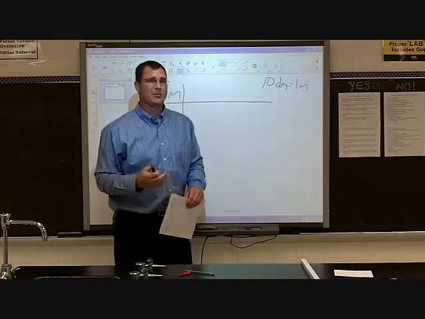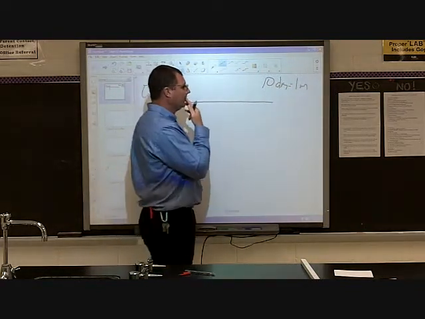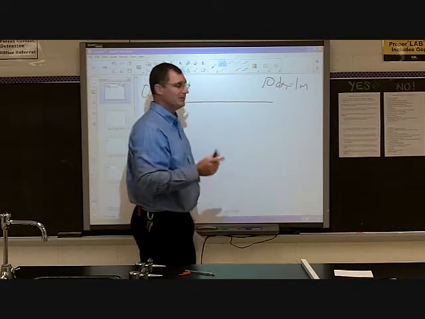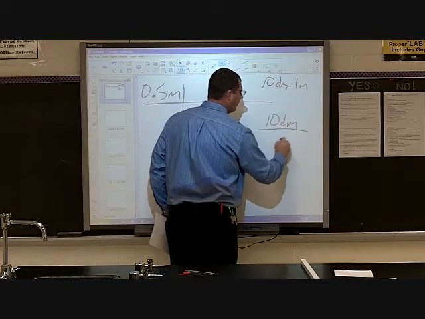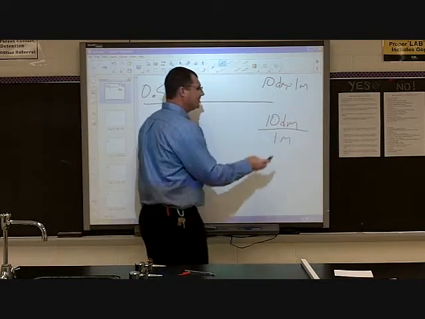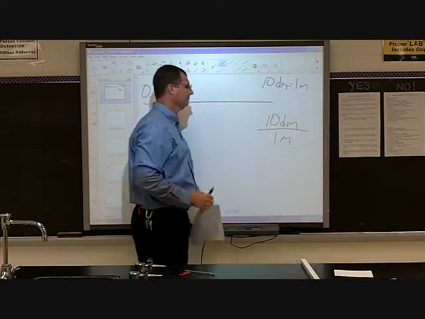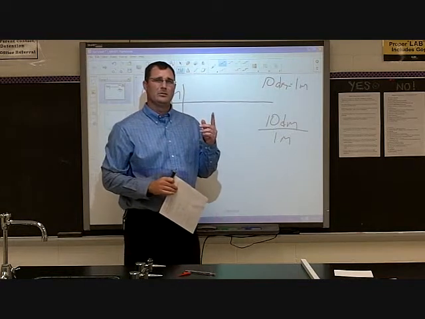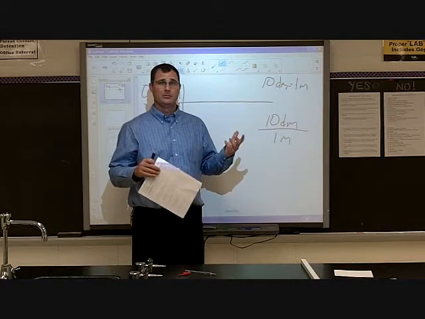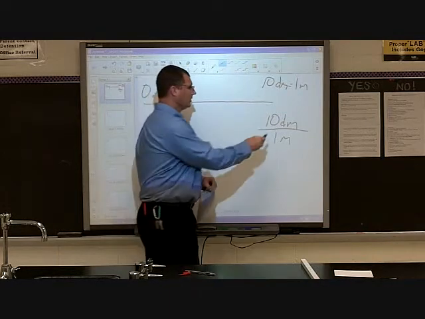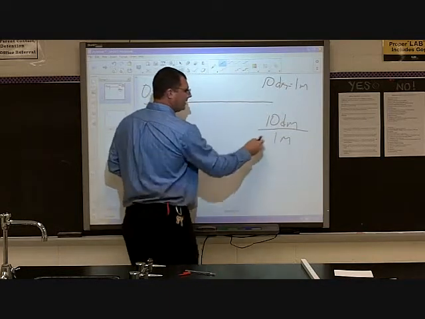Well, I like to think about it in math terms. So I can write that 2 different ways. I can write 10 decimeters over 1 meter. And since they're both equal, it should be equal to 1. Any number divided by itself equals 1. So 8 divided by 8 is 1. 12 divided by 12 is 1. So as long as they're equal, I can write it that way.